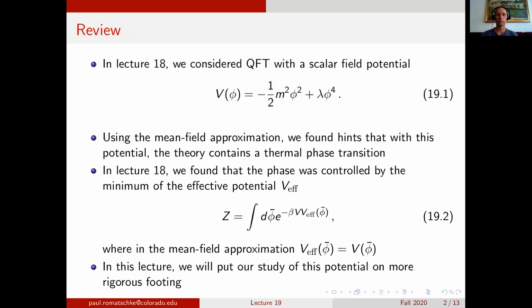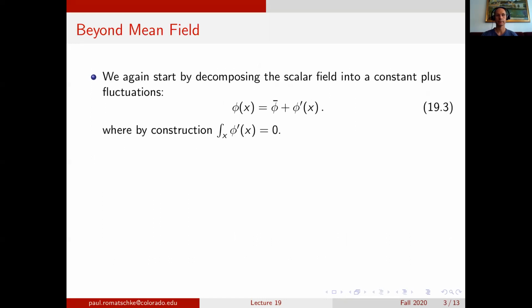In this lecture now, we will put the study of the thermal phase transitions on a more rigorous footing. We again start by decomposing the scalar field into two parts, namely a constant part, which we denote as phi bar, and the fluctuations, which we denote as phi prime. Because we want to put the whole constant part of the field into phi bar, the fluctuations by definition obey that the integral over the fluctuations will just give 0.